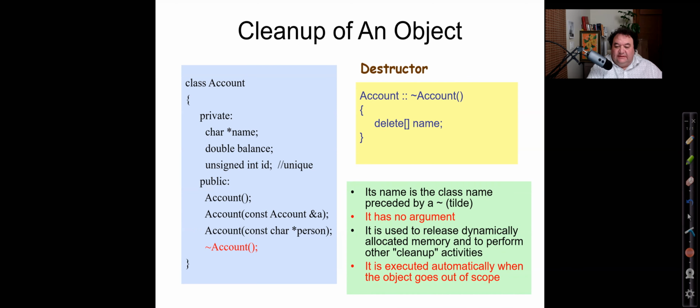So this is a special method, with no argument, because that happens when you're closing and cleaning up. It gets called often when the variable goes out of scope, unless it's allocated dynamically, in which case it's invoked by the delete operator. But if it's a variable inside a function and the function goes out of scope, that gets called automatically.